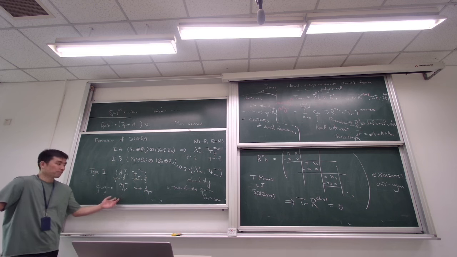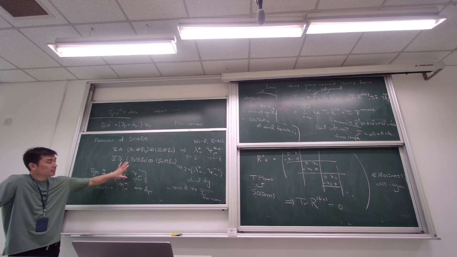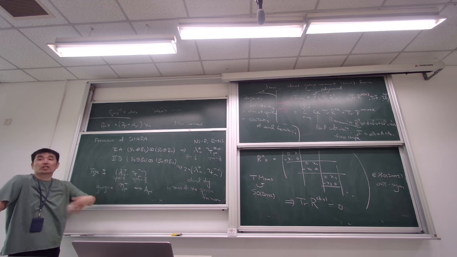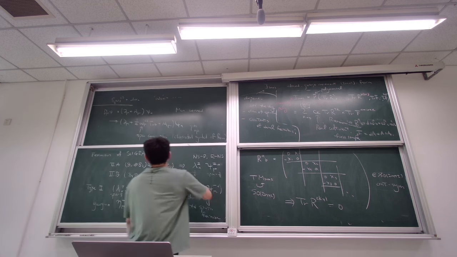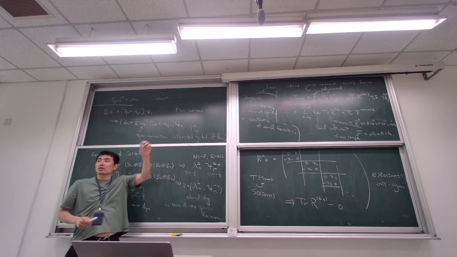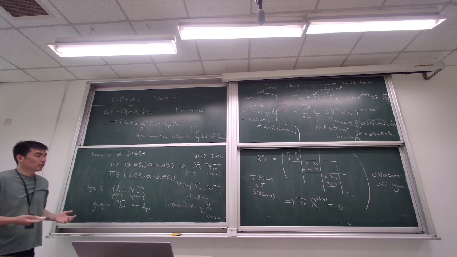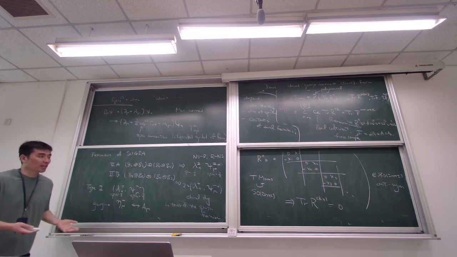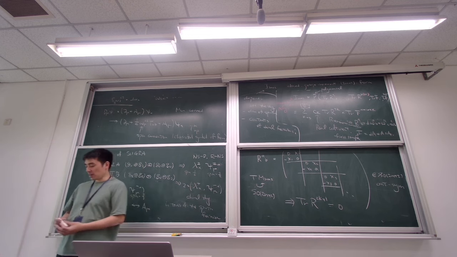So therefore it can be charged under the gauge field, but these can be charged under spin, only the spin connection, not the gauge field. Okay, so that's that. And then we will compute the anomaly polynomial for these spin 1/2 and spin 3/2.